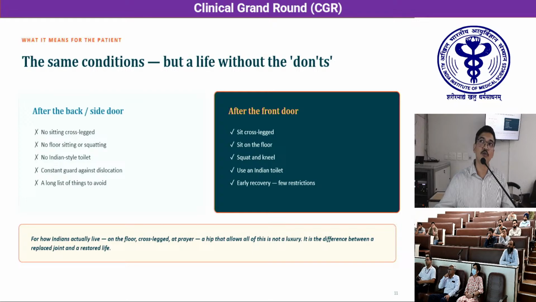So what we have gained so far is the same conditions, but life without the don'ts. What this approach offered is that all the crosses, which we used to say, no cross-leg sitting, no floor sitting, no Indian toilets, constant guard against dislocation, a long list of things to avoid, have been ticked off now. You can do whatever you want now. How Indians live is, this function is actually not a luxury. It is the day-to-day functioning of this hip. The difference we make with this approach is not a replaced or restored joint, but actually a restored life. This actually restores the function of the hip.